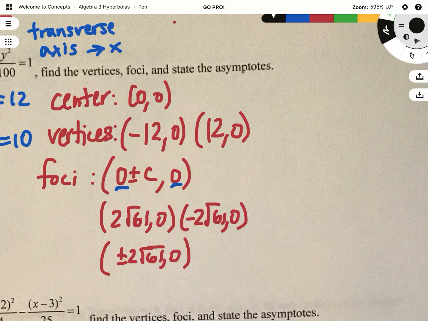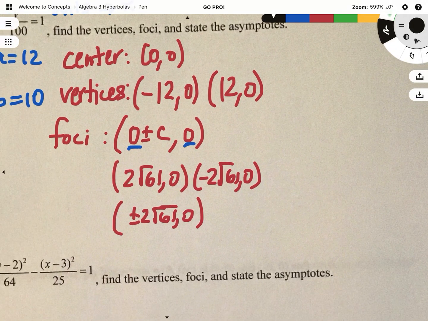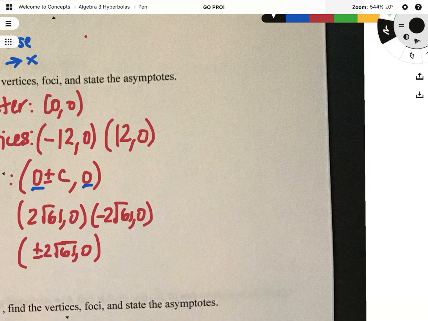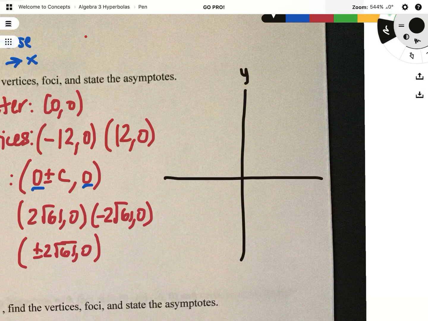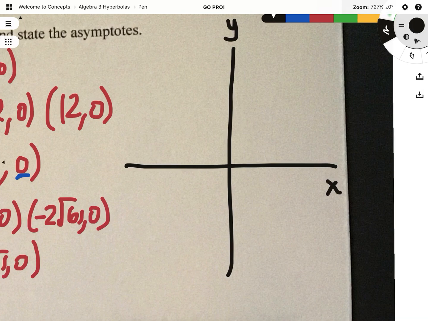Okay. So let's see, we have our center, we have vertices, foci, state the asymptotes. All right, so the asymptotes, we're going to skip that. I'm going to show you how to do it without the asymptotes. Okay, so we have our x and y axis. And then for sake of space, this is 12, and then this is negative 12. So that represents A. Remember, A was 12, and then B was 10. Let's make it a little closer. We'll call that 10. We'll call that negative 10.